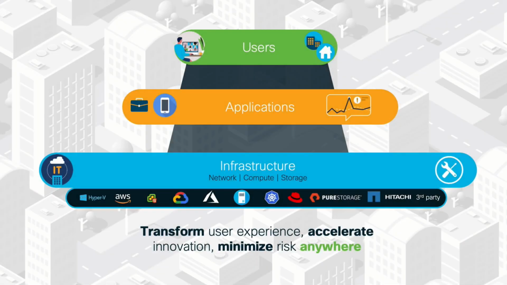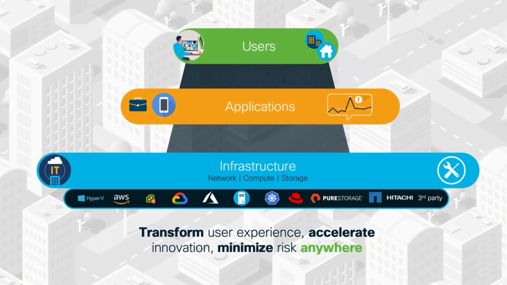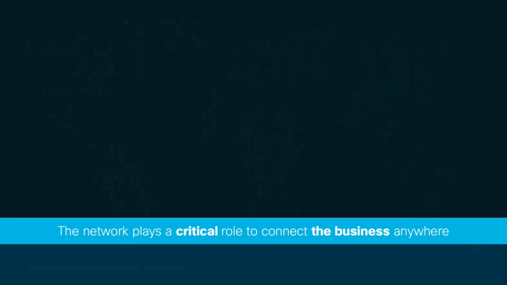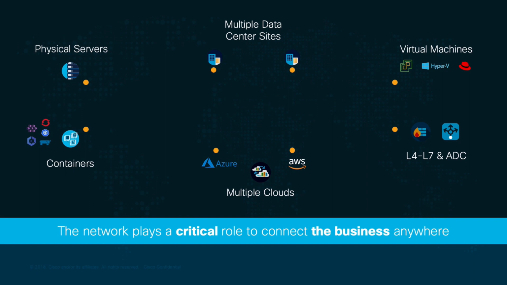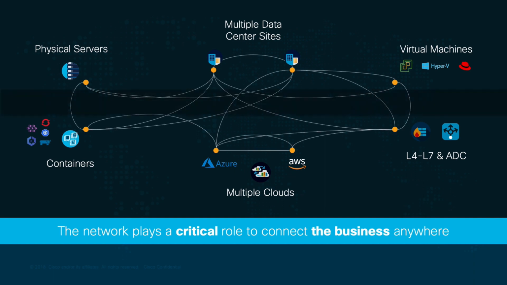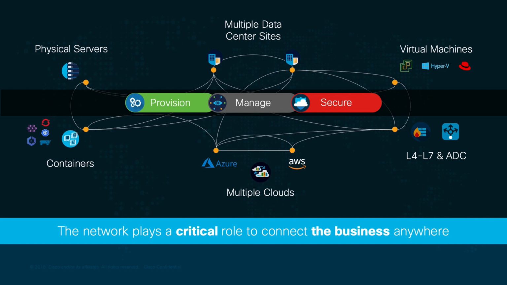One of the main goals of IT is to connect users and devices to applications anywhere they may be, and the network plays a fundamental role to connect the digital business, since it touches everything, whether that means a single campus or multiple data centers, one or many clouds, and multiple form factors such as physical, virtual, and container-based platforms integrating Layer 4, Layer 7 services. With no exception, all of them need to have the network provisioned, managed, and secured somehow.